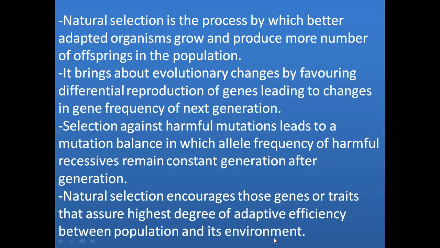Natural selection is a process by which better adapted organisms grow and produce a greater number of offspring in the population. We are going to study all these points with an example in the next slide. So we are going to study the moth, Biston betularia. We will only see these points now, and later on you will be able to get your concept clear.